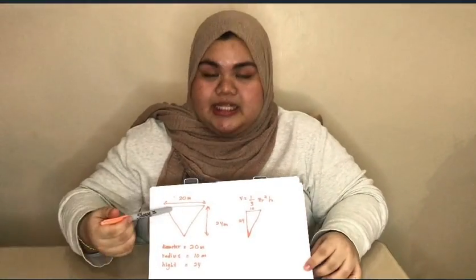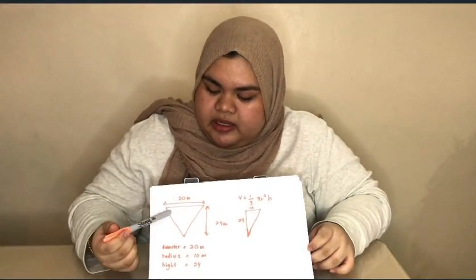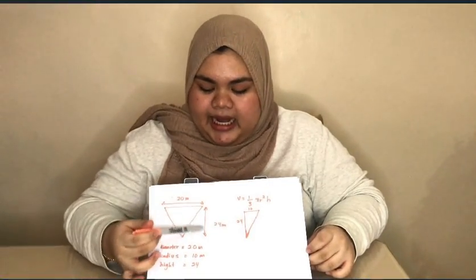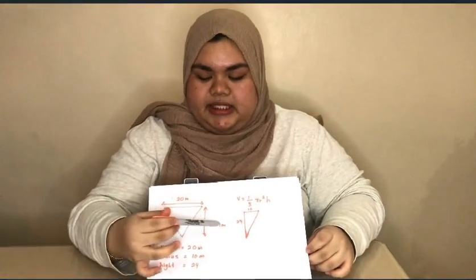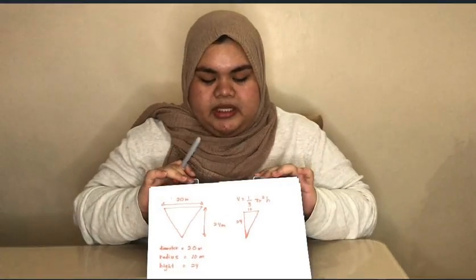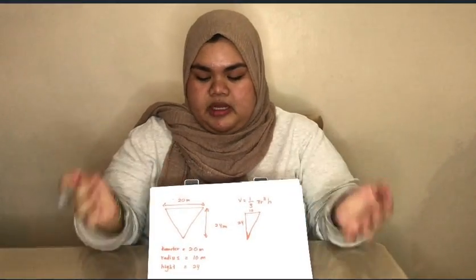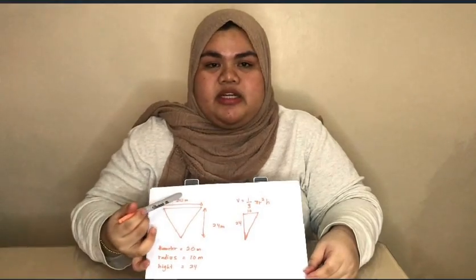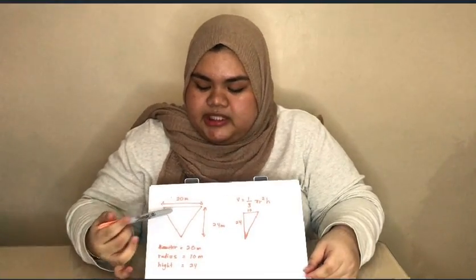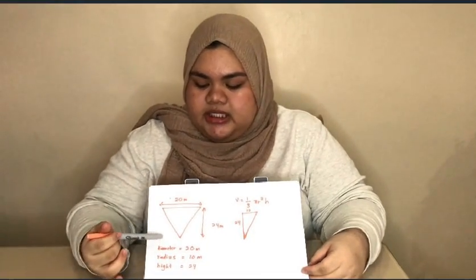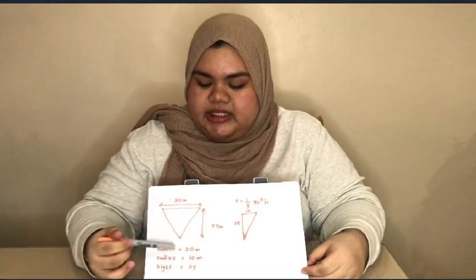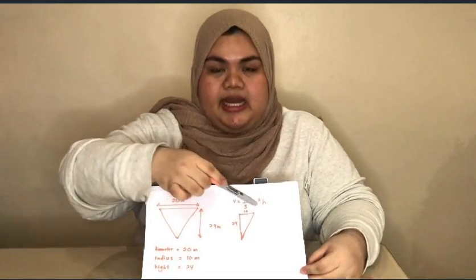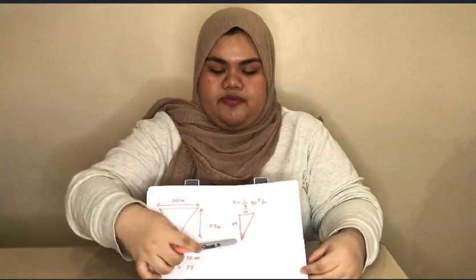As you can see, this is the filter that they are using. The diameter of the filter is 20 meters and the height is 24 meters. Because the volume formula uses the radius, we have to find the radius of the filter. The diameter is 20, so the radius is 10. As you can see over here, the radius is 10 and the height is still 24.